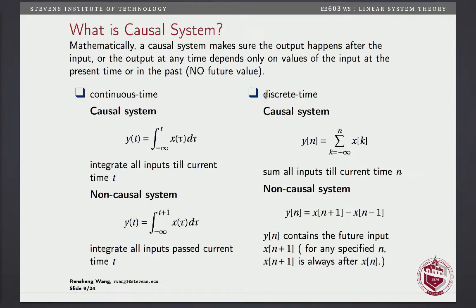Similarly, for this discrete-time causal system, you see this output y[n] only accumulates the input till the current time n. But for this one, if you look at y[n] here, you have two inputs: one is x[n plus 1], one is x[n minus 1]. But relative to the current time n, x[n plus 1] is always future input. So that's a non-causal system.